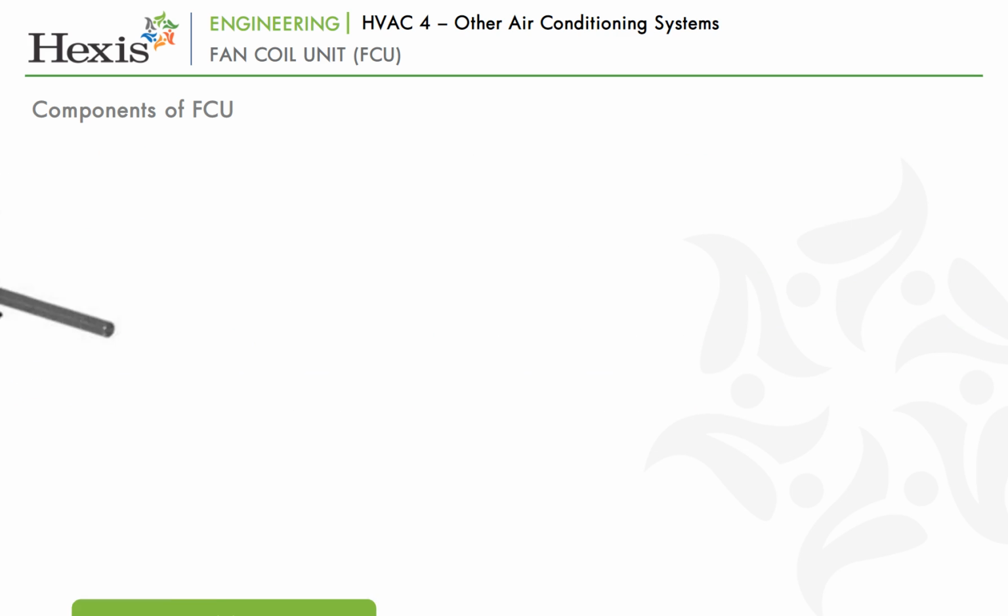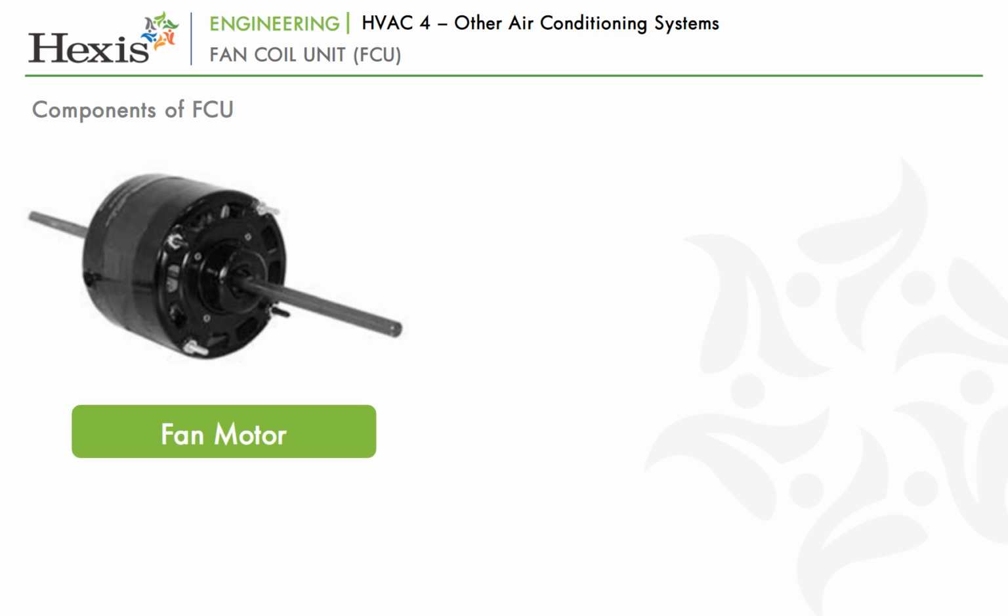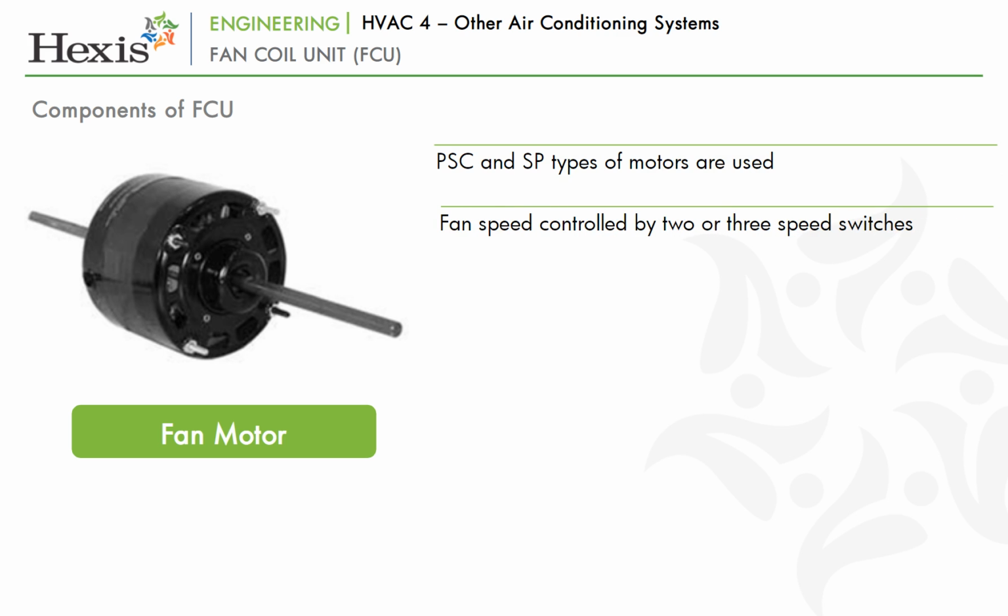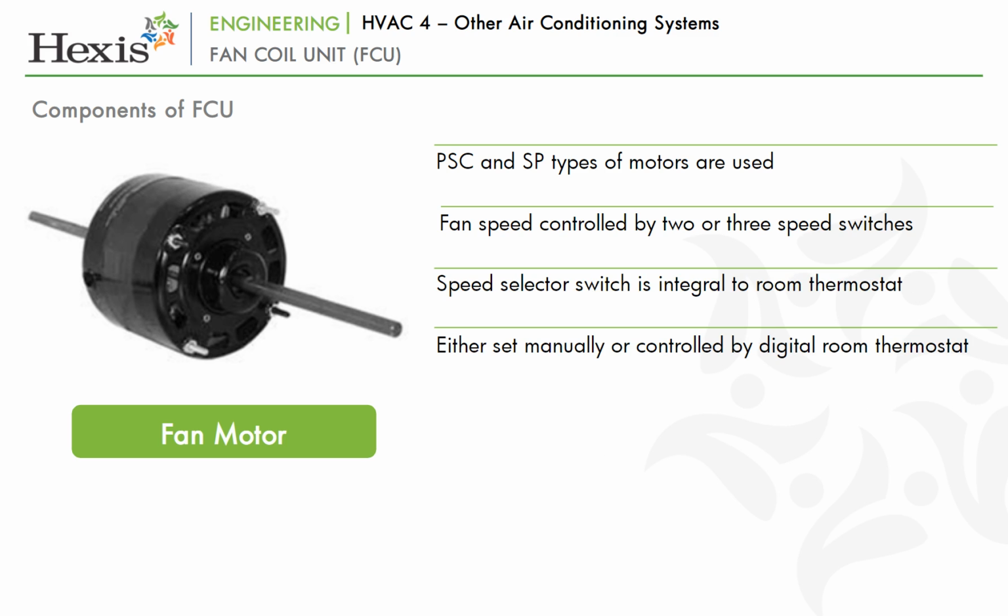Next component is fan motor. Permanent split capacitor motor PSC and shaded pole SP motors are used. 2-speed high-low switches or 3-speed high-medium-low switches to vary the fan speed and a thermal overload protection is provided. Typically, this speed selector switch is integral to the room thermostat and is set manually or is controlled automatically by the digital room thermostat.